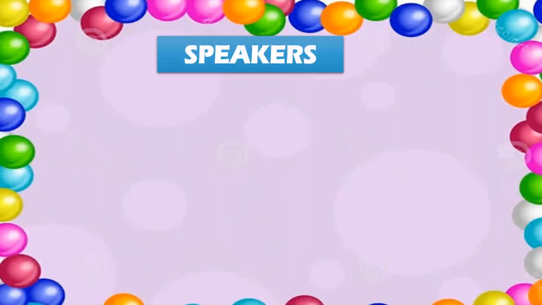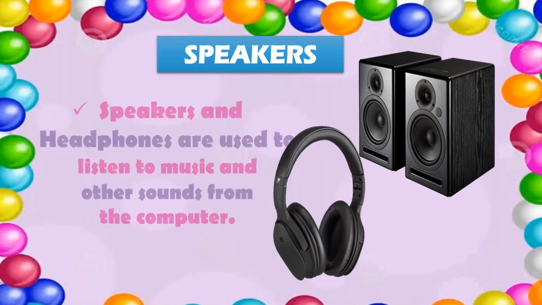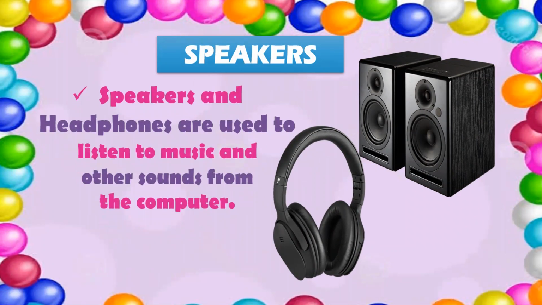The speakers and headphones. Okay, children? The speakers and headphones help us to hear music and other sounds from the computer. Usually the speakers come in pairs. You can see the speakers come in a pair, and these two are used to hear music. Headphones help us to hear sounds from the computer in our ears only. These are also connected to the CPU through cables. Understood, children? Okay, now let us see the next part of a computer.